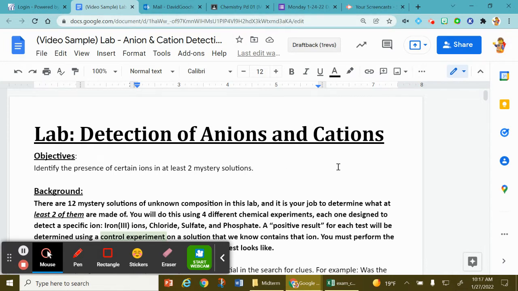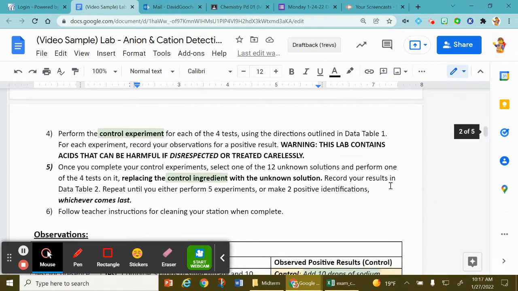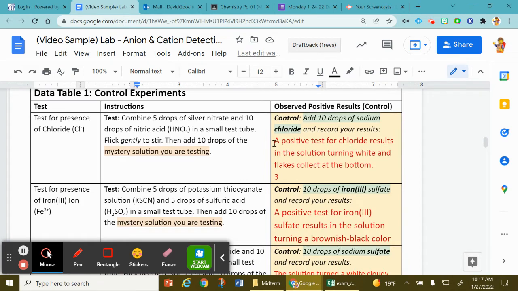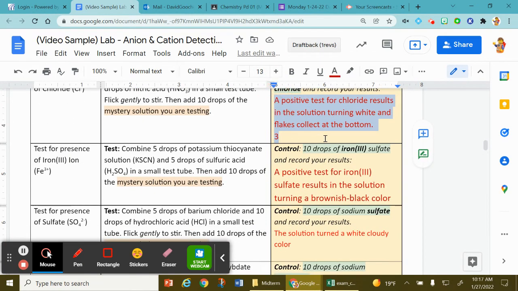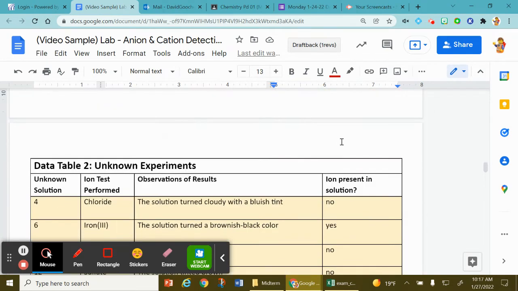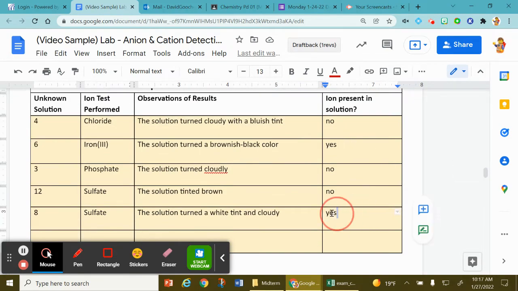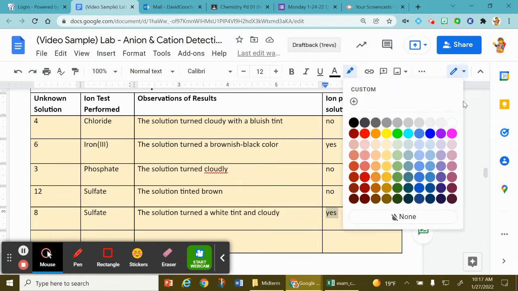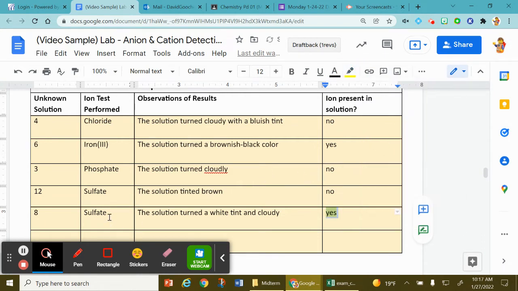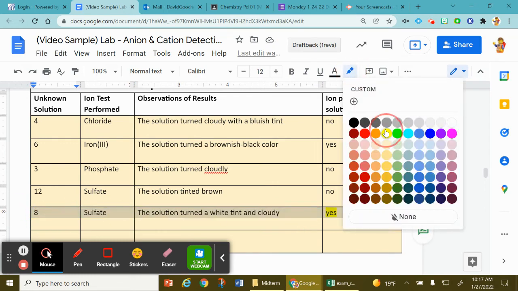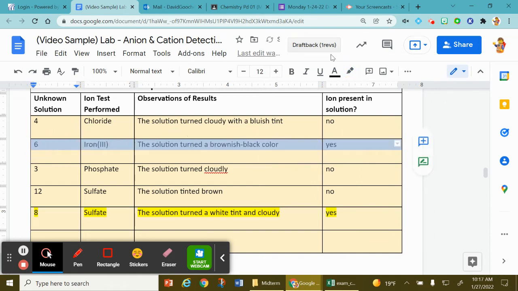So I got a sample lab right here. I stole it from one of the students and changed their names. But here we go. They've collected their data. Here are their results from their control experiment so that they know what a positive result on their lab looks like. And then here are their test results on the unknown. We can see that I got a positive result for sulfate on unknown number 8. So unknown number 8 contained sulfate. That was one of our positive results. And the other positive result is that unknown number 6 contained iron 3.